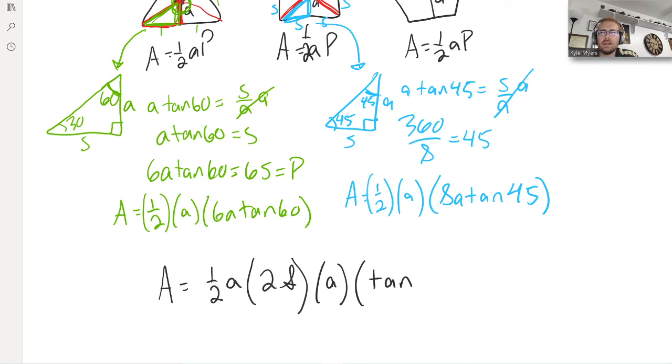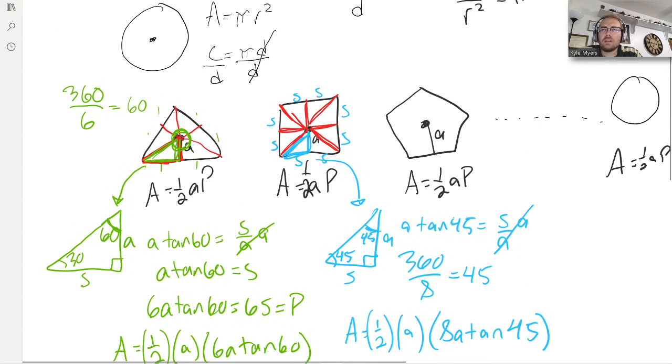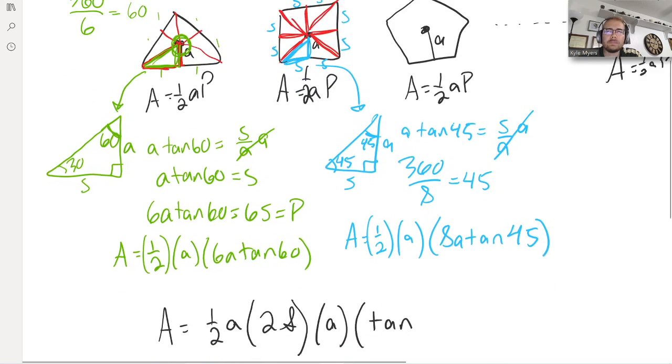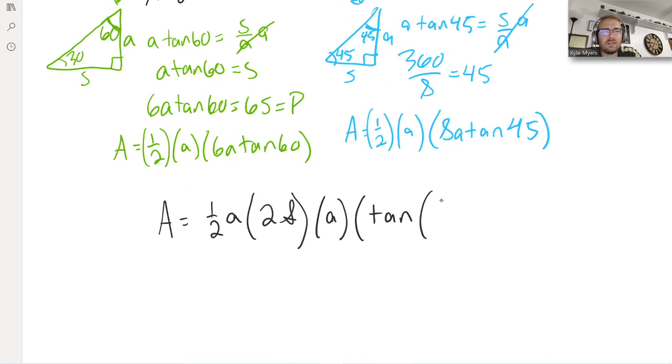Well, tangent of what? The first time it was 60, second time it was 45. How did we get 60 and how did we get 45? Let's go back up here. What we did was we took 360 and then divided it by twice the number of sides. So it's the tangent of 360 over twice the number of sides that it has. And there we go. We have an equation for the area.